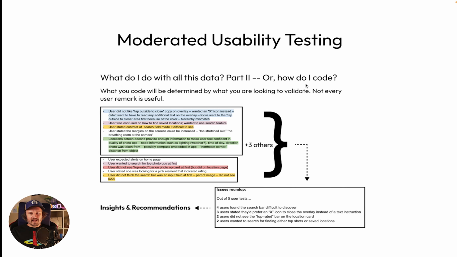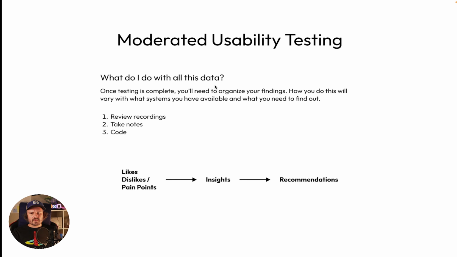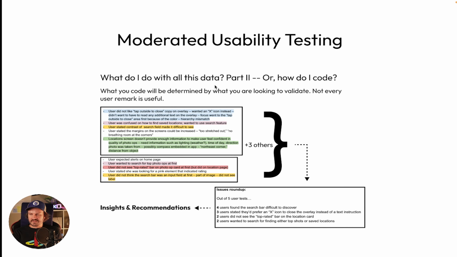So, yes, what do I do with all this data? Part two, and this has to do with coding. I do want to point out, and I should have said this at the beginning of this slide, that as far as organization of findings is concerned, I've been speaking about using Google Docs as my tool of choice for organizing my usability test findings. And that works for me as a lone designer who did, I think once, 7 tests per usability testing block, and that worked fine for me.